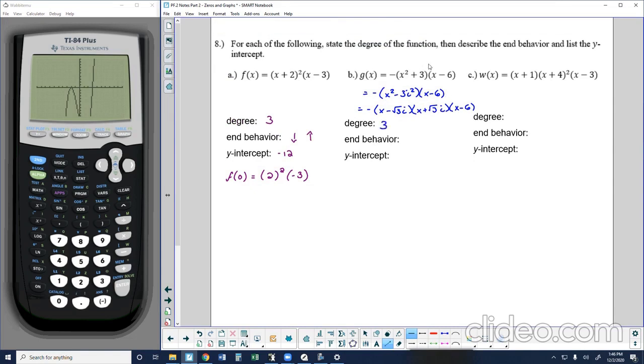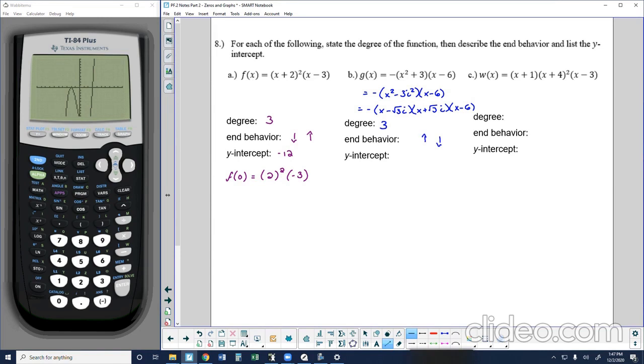I could also get this here by noticing that this is a linear factor, so it has an exponent of 1. This is a quadratic factor, so it has an exponent of 2. Those together would give me a degree of 3. Okay, so you can factor, but you don't have to if you can figure out the degree from the way that it was written. The end behavior, we know that this has a degree of 3, so the ends are going to go in opposite directions. This has a negative leading coefficient, so it's going to start by going down to the right. If it's going to go opposite directions, that means it's going to go up to the left.